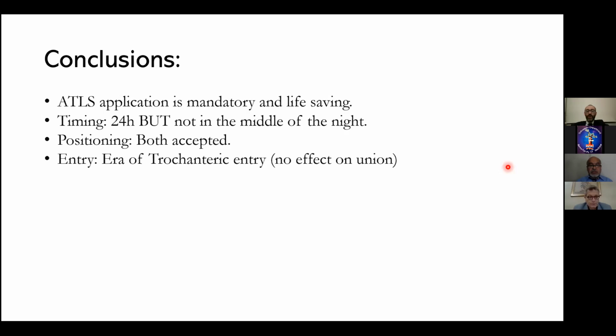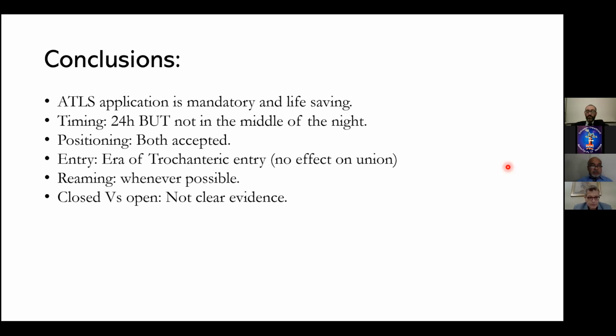Entry, it's the era of trochanteric entry. Again, there is no effect on the union, but it's the era of trochanteric entry all over the world. What about reaming? Whenever possible, do reaming. Closed versus open. Surprisingly, there is no clear evidence. You still can do open, but just don't be against overreduction from the start. But keep it in your pocket.